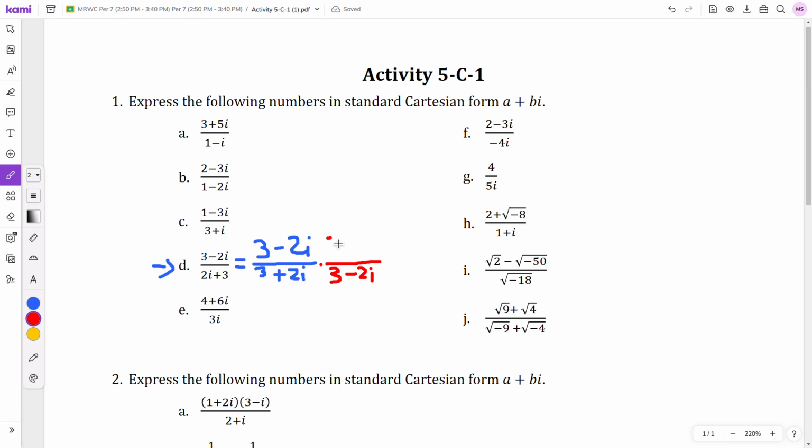Okay. And we're going to do the same thing on top. I'm not editing this. I'm just going to keep it. It's fine that I don't edit.